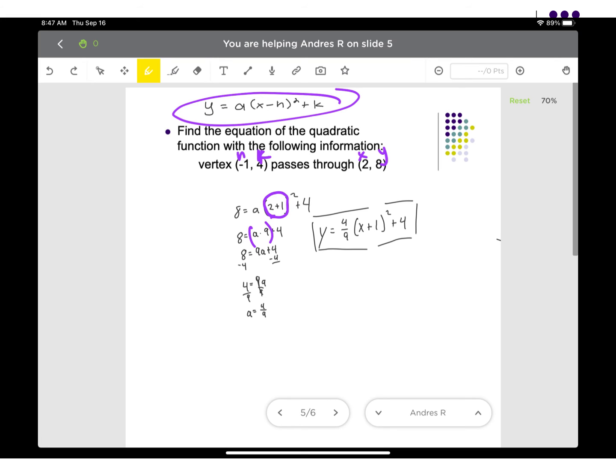People, for some weird reason, regroup these numbers and add those together. Order of operations says multiplication comes before addition. You can't separate that. So then I'd subtract the 4, and I get 4 equals 9a. Divide both sides by 9, and I get a equals 4/9. Plug back in the a, the h, and the k, and you get your equation.